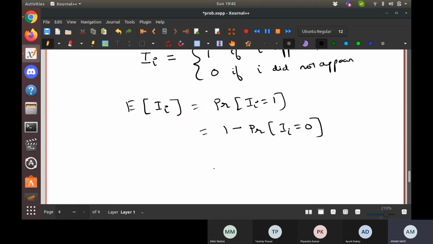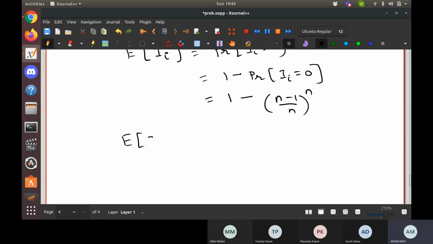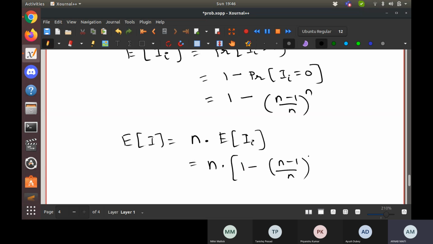And what is the probability that this will not happen for n times? Just to the power. So this is nothing but n minus 1 by n to the power n. So now this expected value of I is nothing but n times the expected value of say I_i, because all of them are identical. So you have this particular thing. So that's your answer.